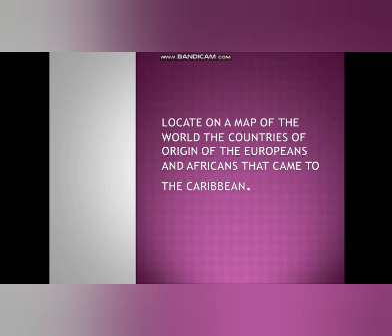Okay, students, we are going to look at social studies this morning, and our topic will be to locate on a map of the world the countries of origin of the Europeans and Africans that came to the Caribbean. And we know that the word origin simply means where these Europeans actually originated from or come from. All right.